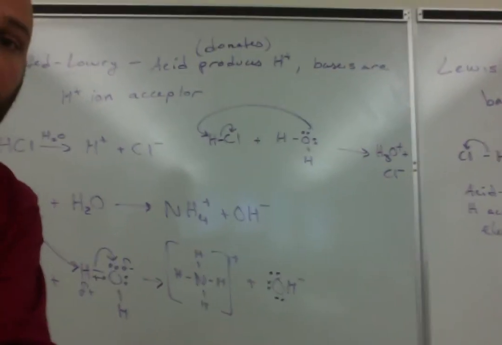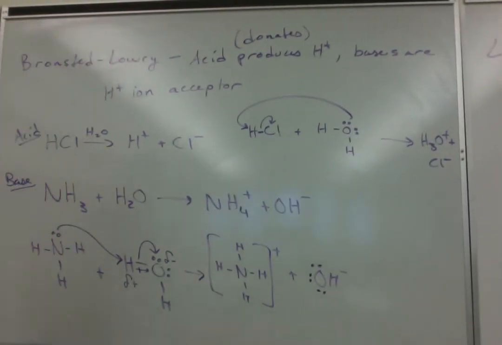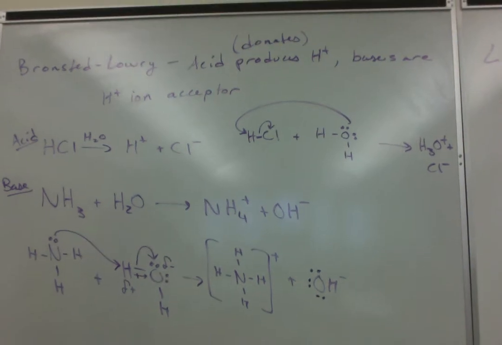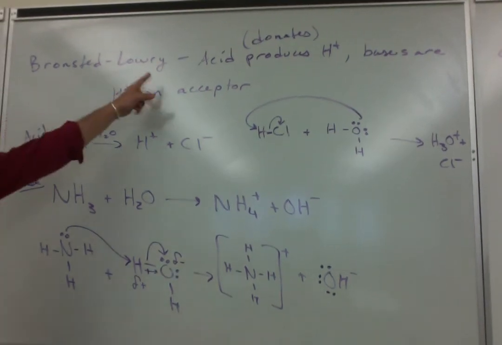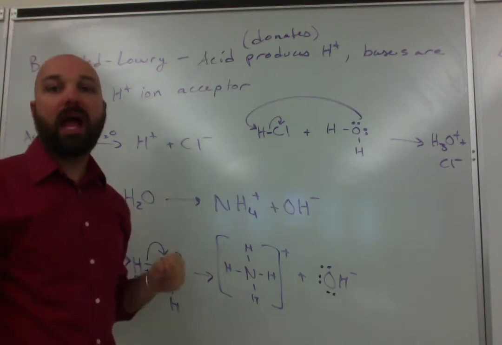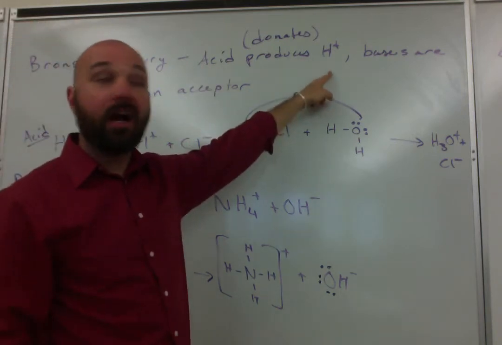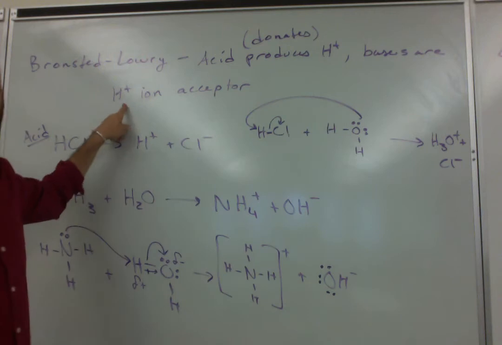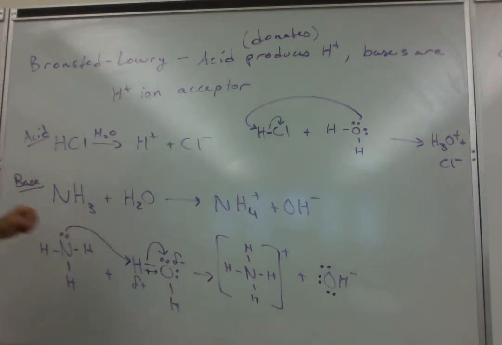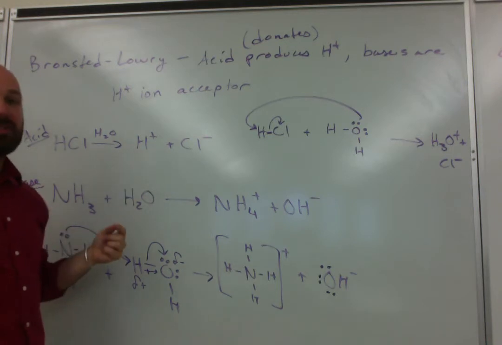So here, we're going to talk about Bronsted-Lowry. Bronsted-Lowry says that acids and bases are determined by what happens with the hydrogen ion. Acids produce a hydrogen ion. Bases are hydrogen ion acceptors. Hydrochloric acid, a similar example from before, donates or produces its hydrogen ion.